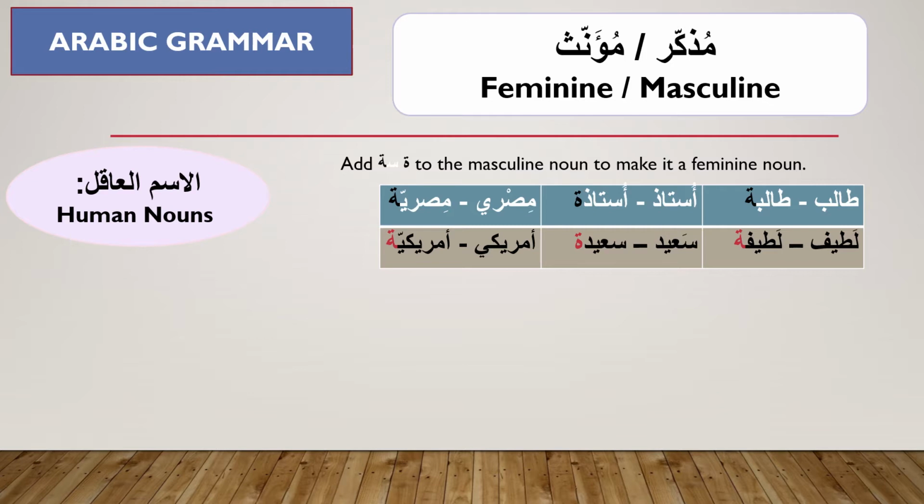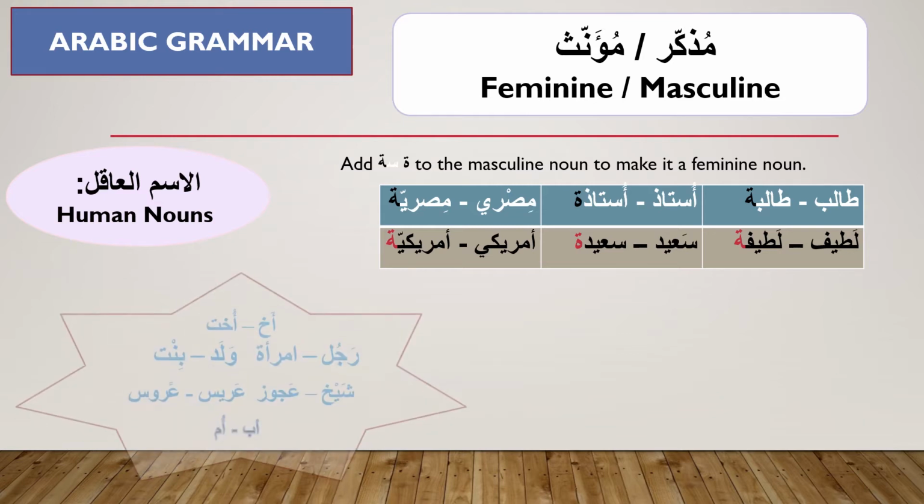So notice if we match any of those two nouns, we have to match the gender as well. So we say, for example, طالب لطيف, a nice student. طالبة لطيفة, a nice female student. أستاذ أمريكي, an American professor. أستاذة أمريكية, an American female professor. So notice when it comes to common nouns and adjectives that has to do with humans, we just add a ta marbuta at the end of the noun, will make it a feminine noun.